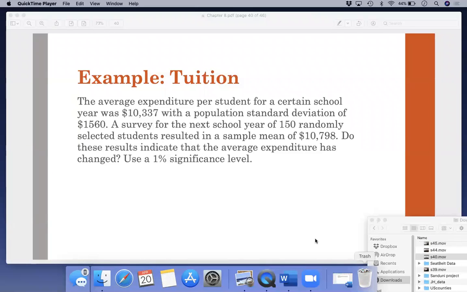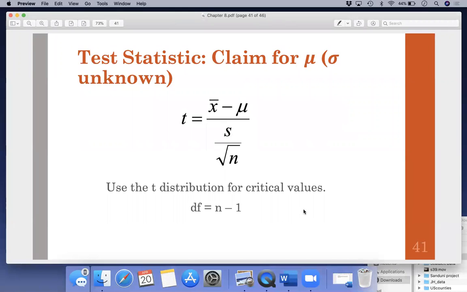Okay, that is all about this example, tuition. Now we have a new part. If we don't know sigma, that means sigma unknown, then we have to use another test statistic. In here we don't have z, we have t. We discussed this in our previous chapter. If you don't know the value of the population standard deviation, you have to use this formula to find the test statistic. Here you have s instead of sigma and t instead of z.